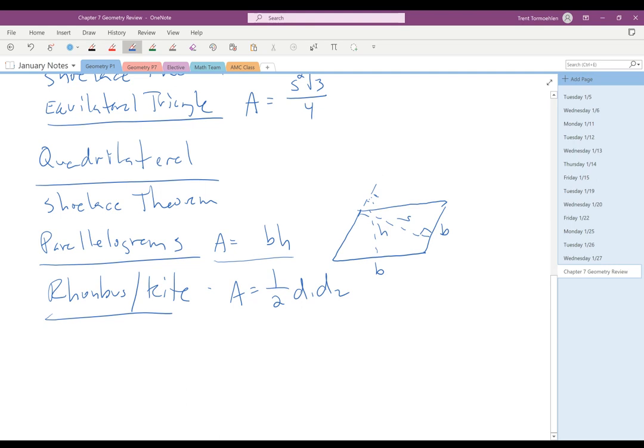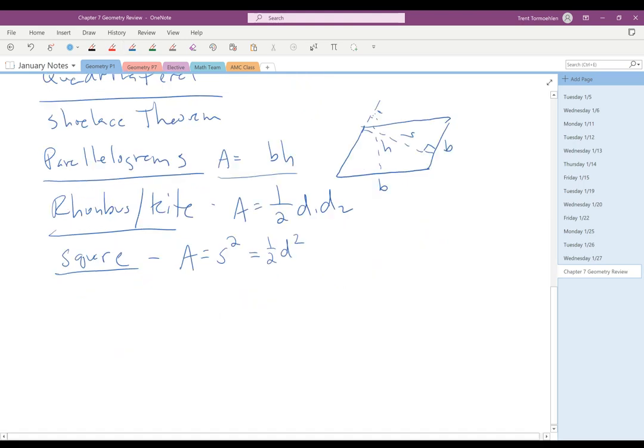Then don't forget that a square is a rhombus, and it is a parallelogram, but the difference is the base and the height of a square are the same, so that's why we say it's side squared. It's also true that the diagonals are the same length, and so we could say 1/2 diagonal squared. The square is the simplest version of area for a parallelogram, or for a quadrilateral.